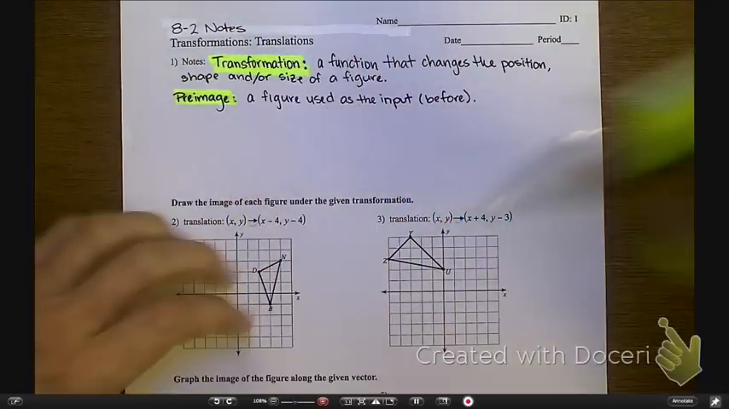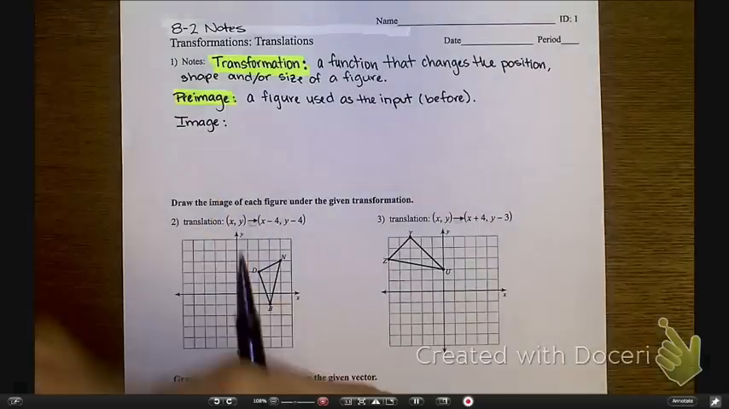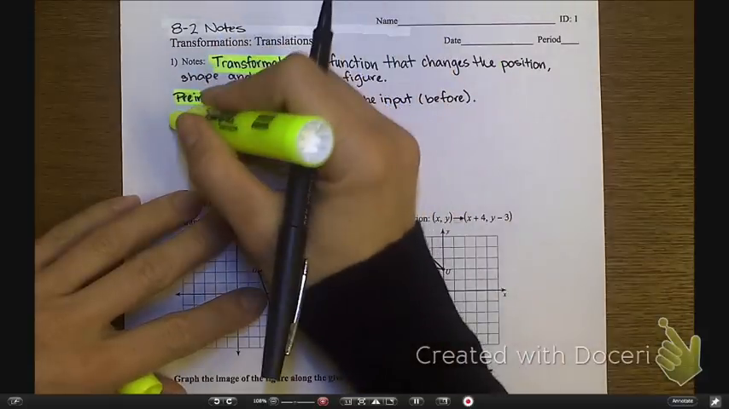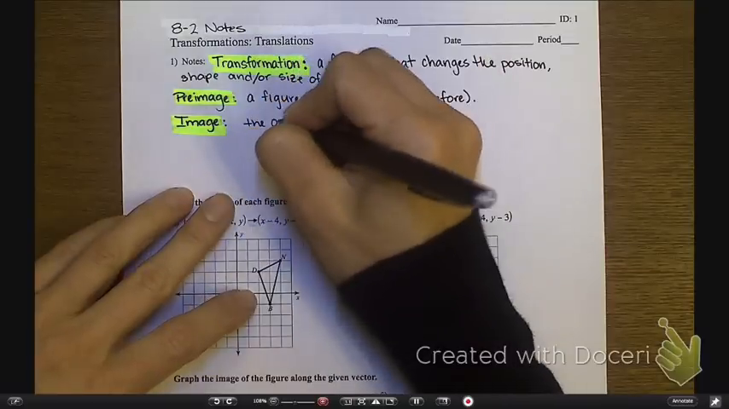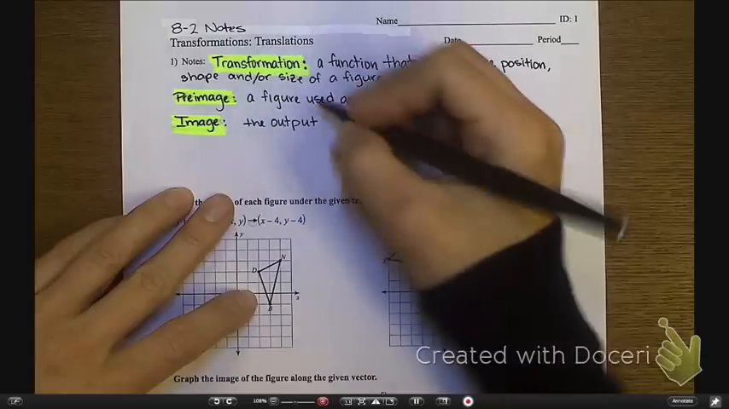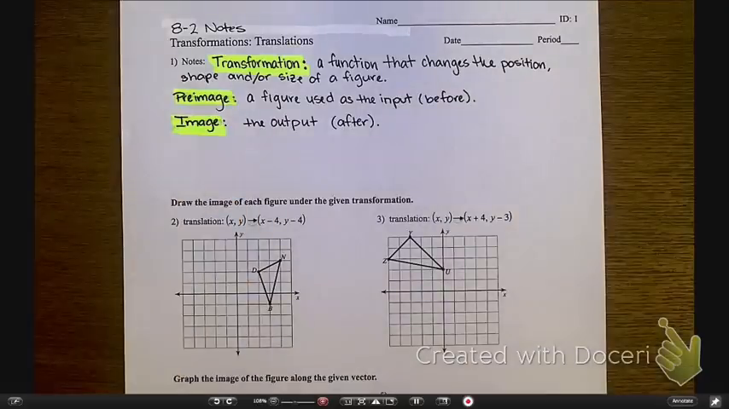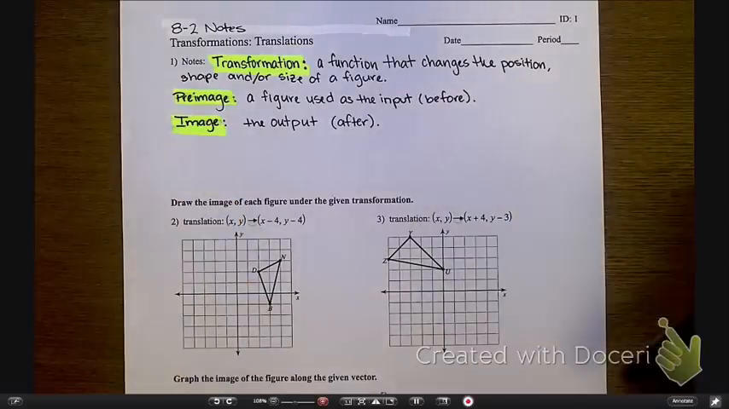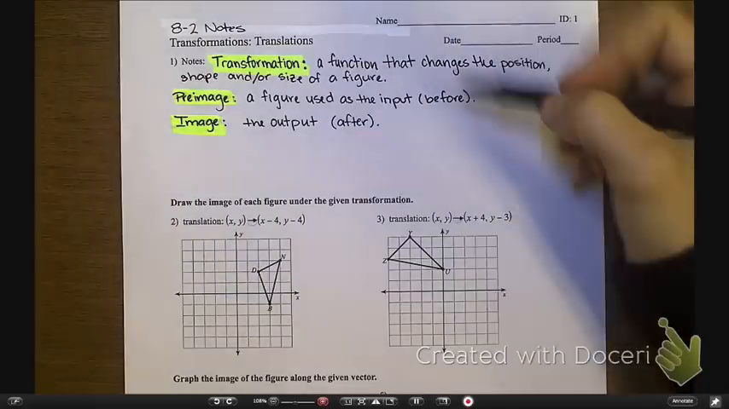Now our next definition is for image. The image is the output, which is basically like the after. If you think of the way a camera works, you have a pre-image, that's the original object, and then the camera processes it and produces an image, which is what you see afterwards. So the pre-image is the before, the image is the after.